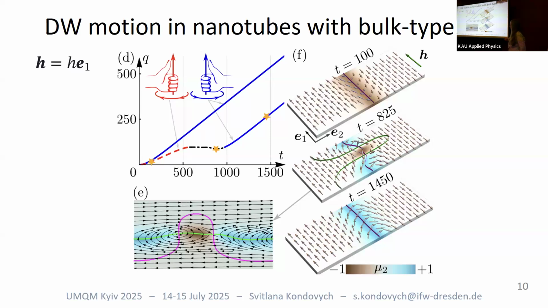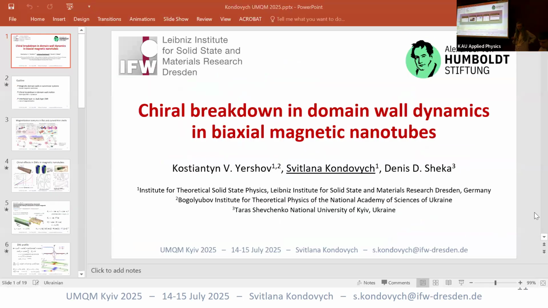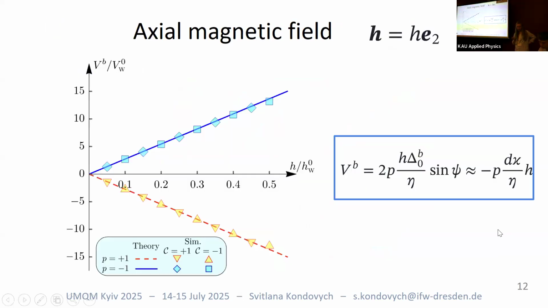Here are some snapshots of the position of the domain wall with time. You see the favorable domain wall moves with constant velocity, but the unfavorable domain wall undergoes, this is a snapshot of the initial chirality of the domain wall, then a transient stage with the creation of a vortex-anti-vortex pair, and then annihilation of this pair, and then it switches chirality and behaves like a favorable domain wall. Kostya created a nice video of this switching. Let's see if we can show this video.